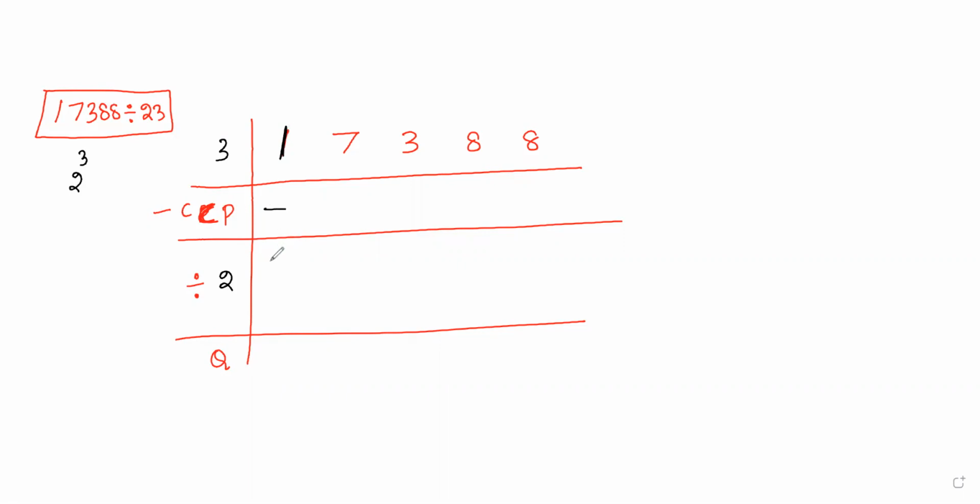I am taking 1 as it is. When you are dividing 1 by 2, 0 times you can maximum take. It is not possible. So 2 times 0 will be 0. I am subtracting. Then I got 1 as the remainder. Now this remainder we are taking to the next number. The whole number is now 17.